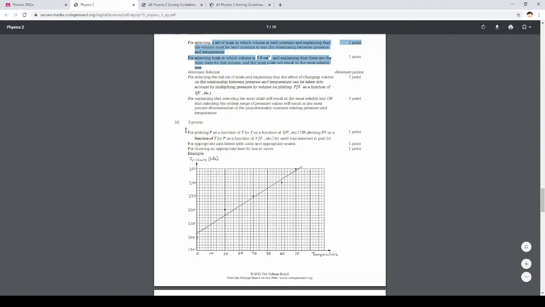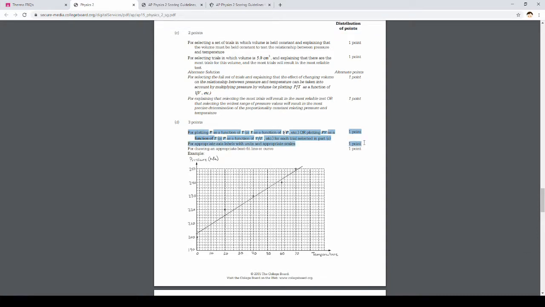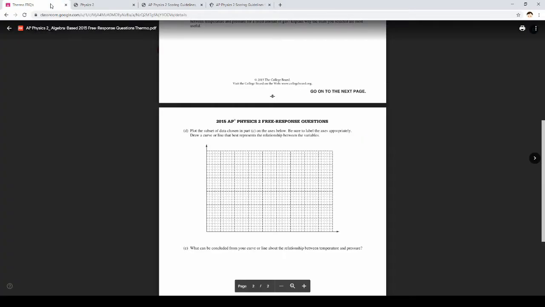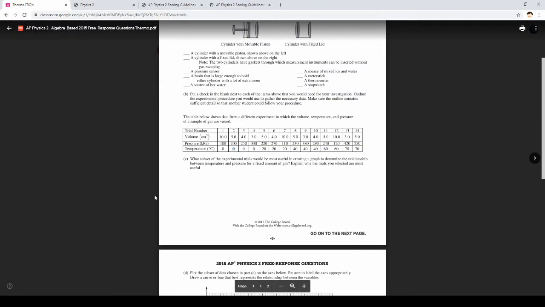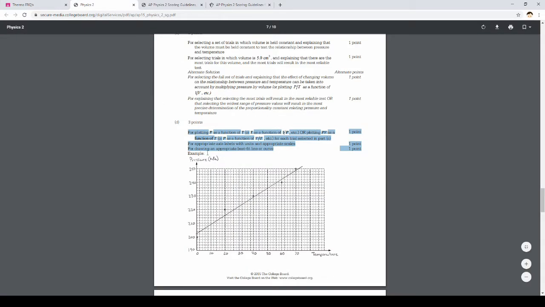We need, for 1 point, plotting P versus T, 1 point for appropriately labeling your axes, and 1 point for a line of best fit. Make sure your axes are labeled. This is actually a bad example because the axis here is not labeled Kelvin. It needs to be labeled. Actually, I'm not even sure if it is Kelvin. No, it is Celsius. So make sure you label your axes.